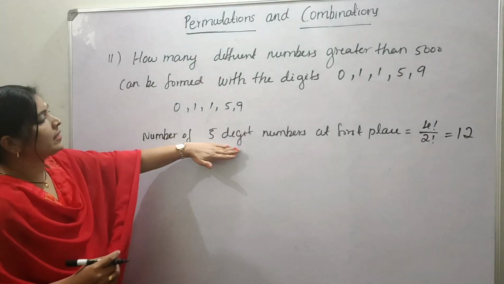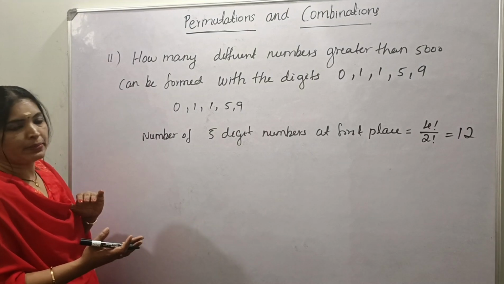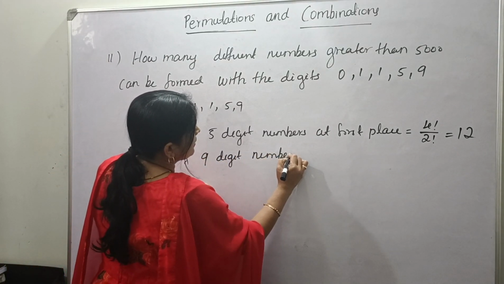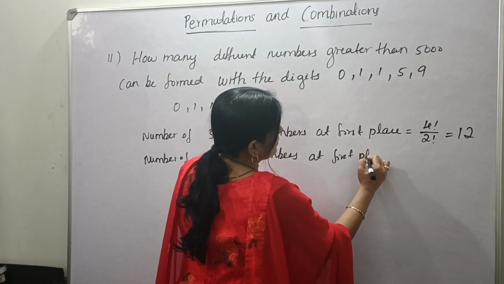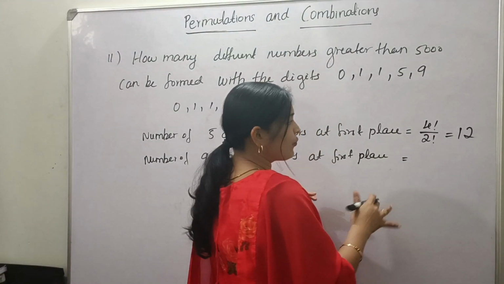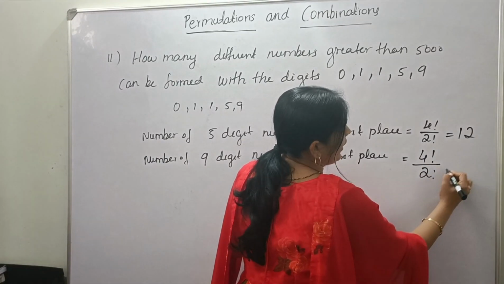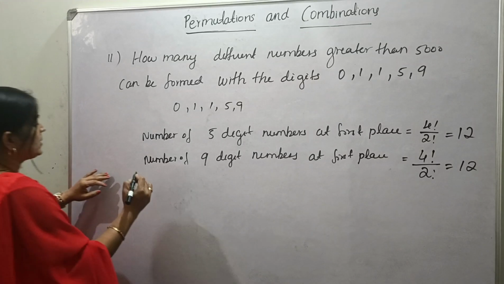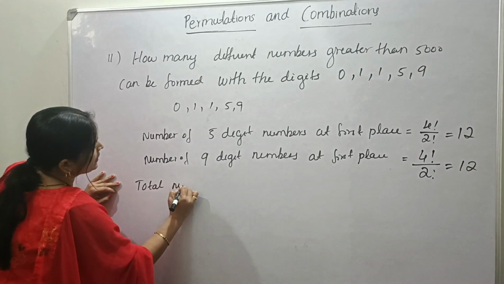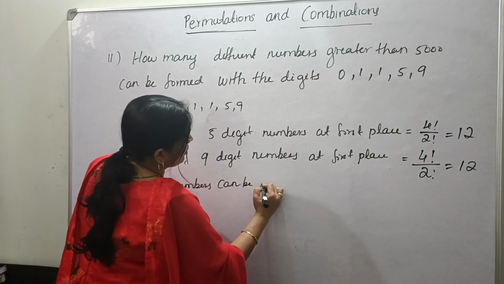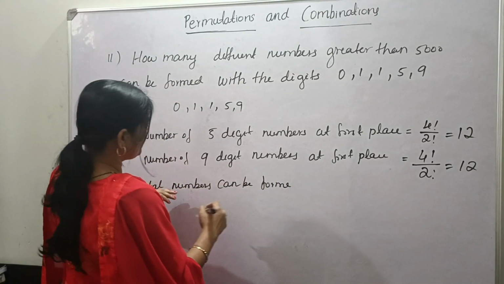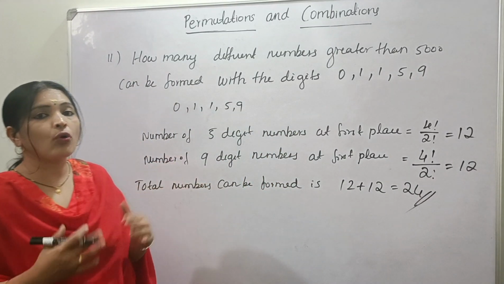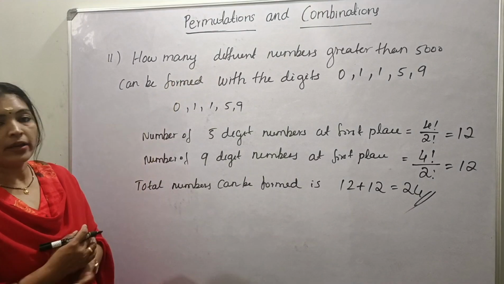Now next, similarly we will find the numbers with 9 at first place. The number of 9-digit numbers at first place is equal to, here also out of 4 digits, 4 factorial divided by 2 factorial, that is also 12. Therefore, the total number that can be formed is 12 plus 12, that is equal to 24. Therefore, 24 numbers can be formed with these digits greater than 5000.